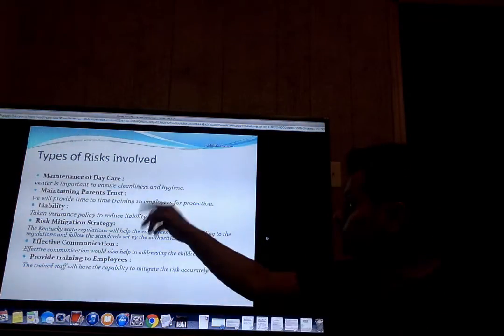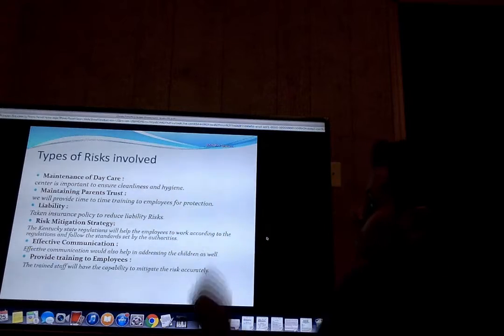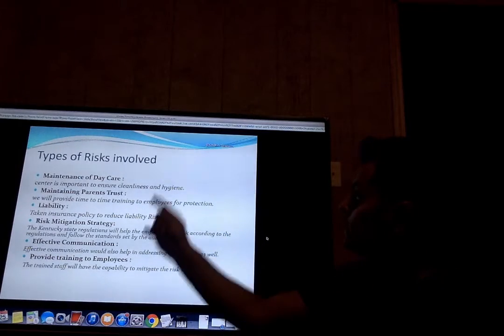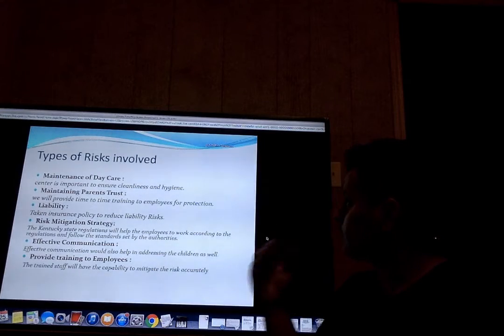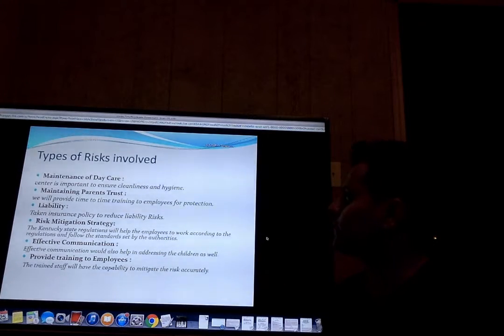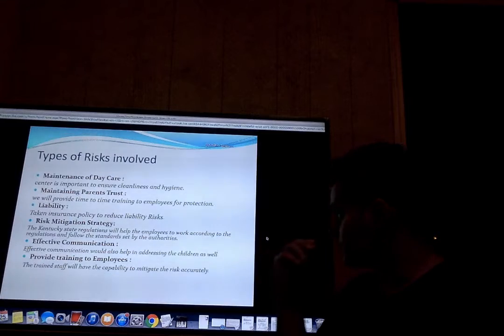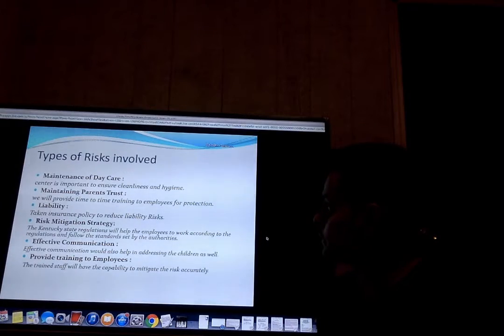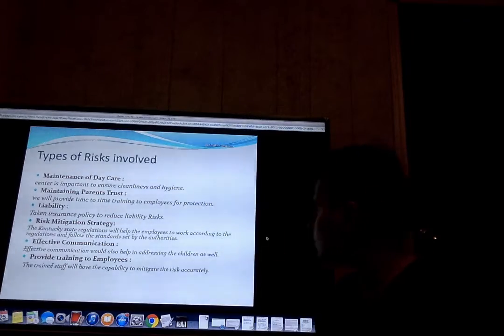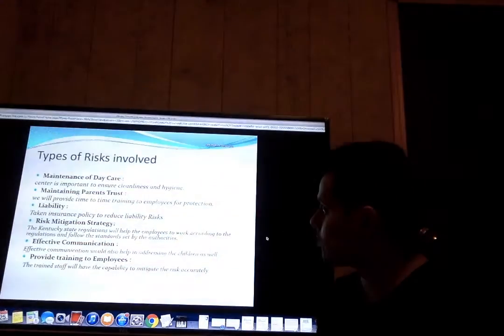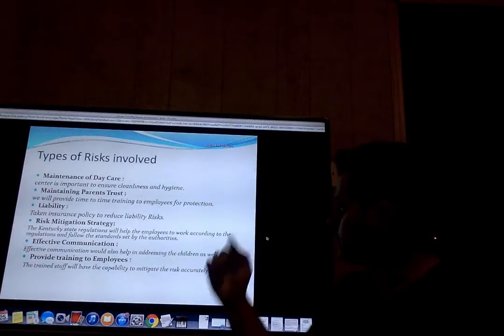And the types of the risk involved: maintaining a daycare center is important to ensure clients and hygiene. Maintaining parents' trust: we will provide time-to-time training to the employees for protection. Liability: taking an insurance policy to reduce the liability risk. Risk mitigation strategy: the Kentucky state regulation will help the employees to work according to the regulation and follow the standards set by the authorities.